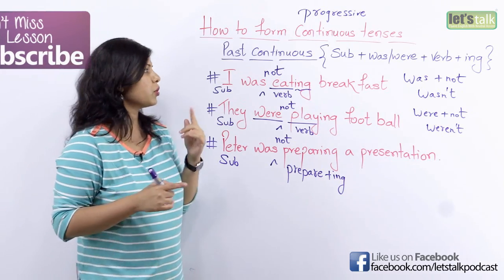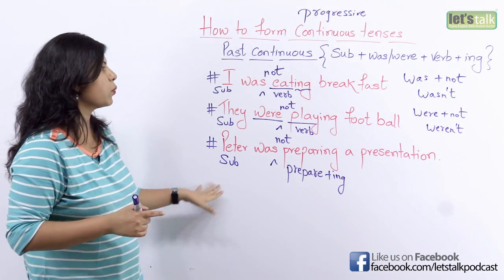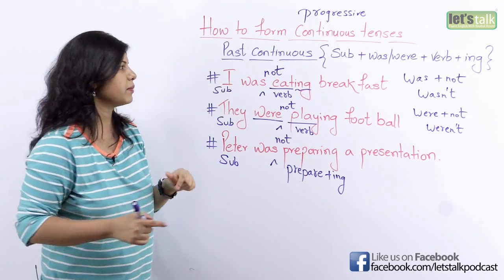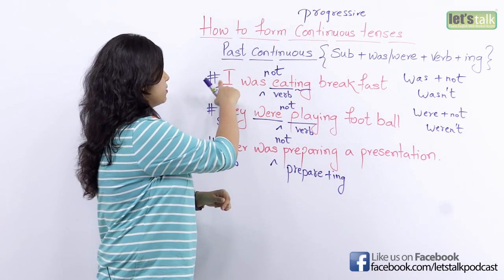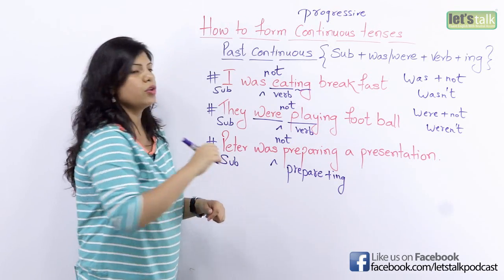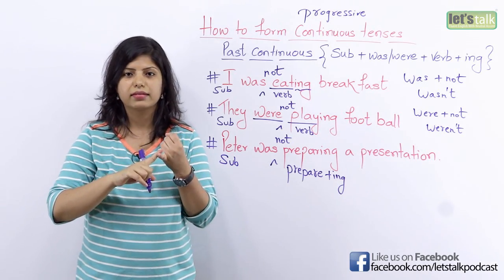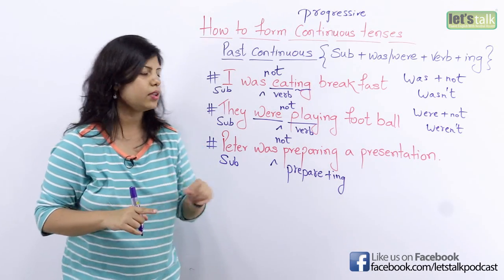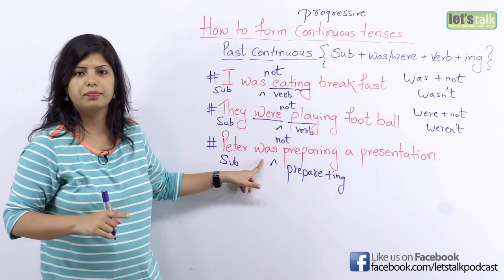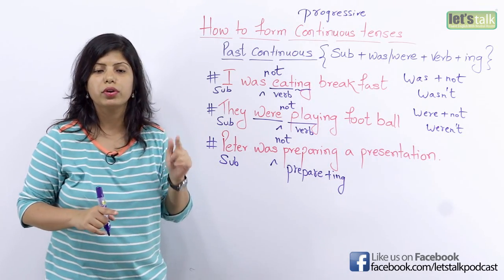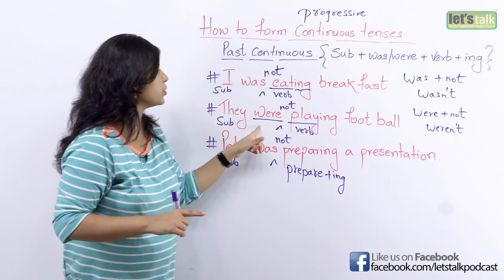The other thing that you could also keep in mind is, when do you use was and when do you use were, okay? So if you look at this sentence, I was and Peter was. So with subjects like I, he, she or someone's name, you would use was. But if in your subject you have they, you, we, then you would use were.